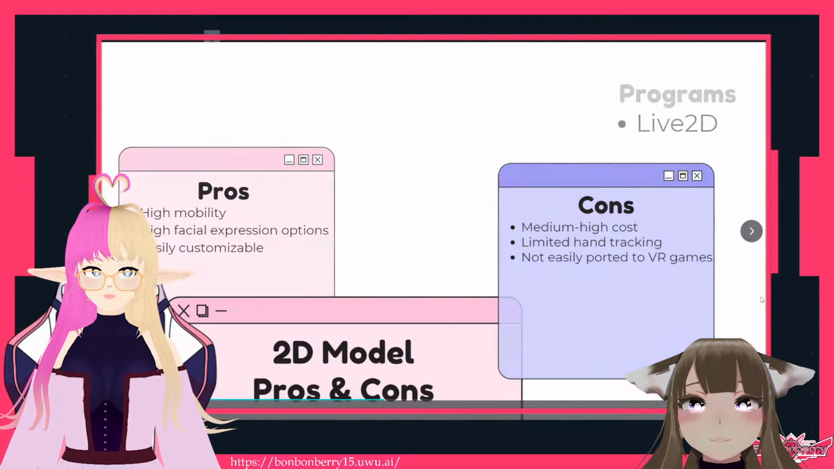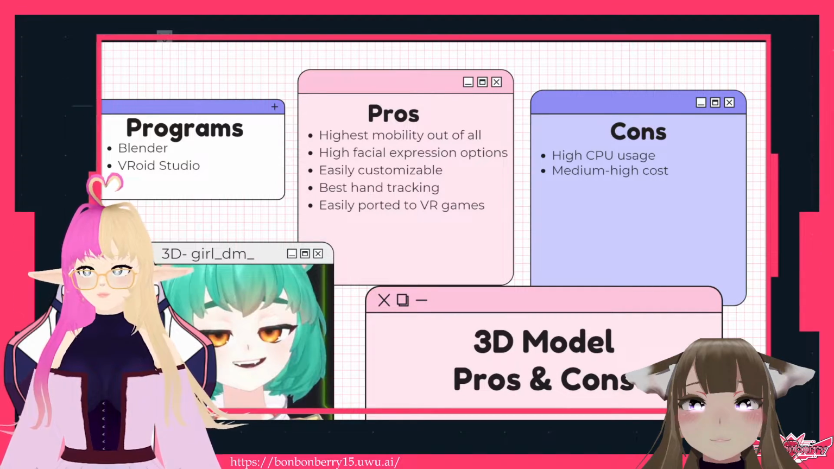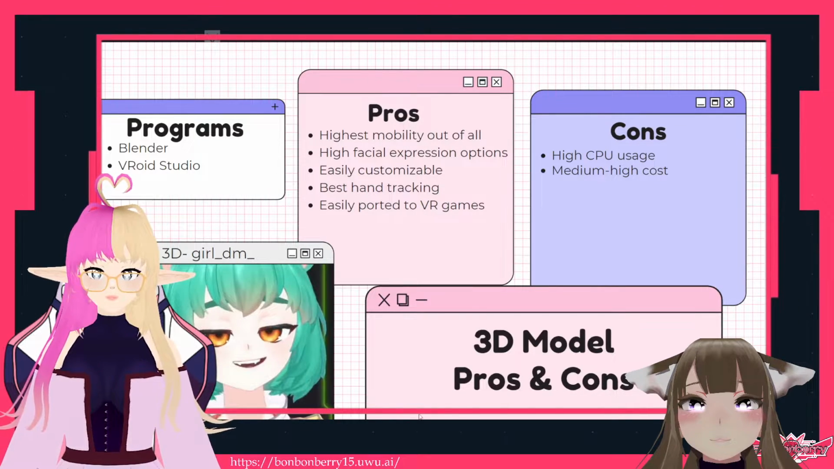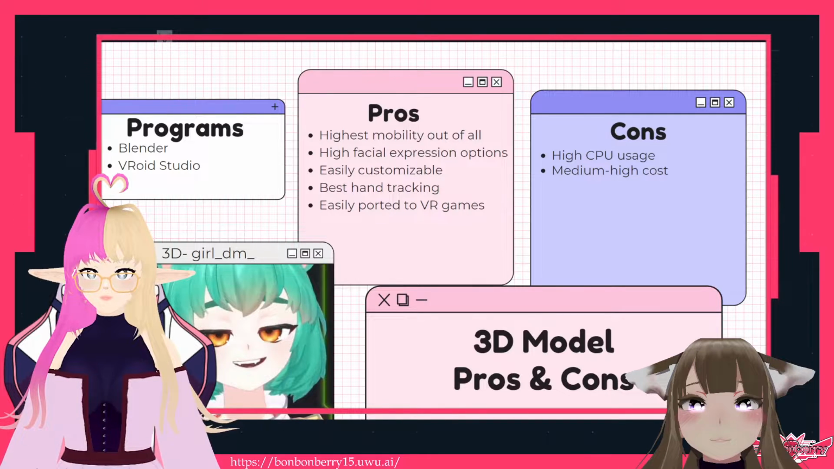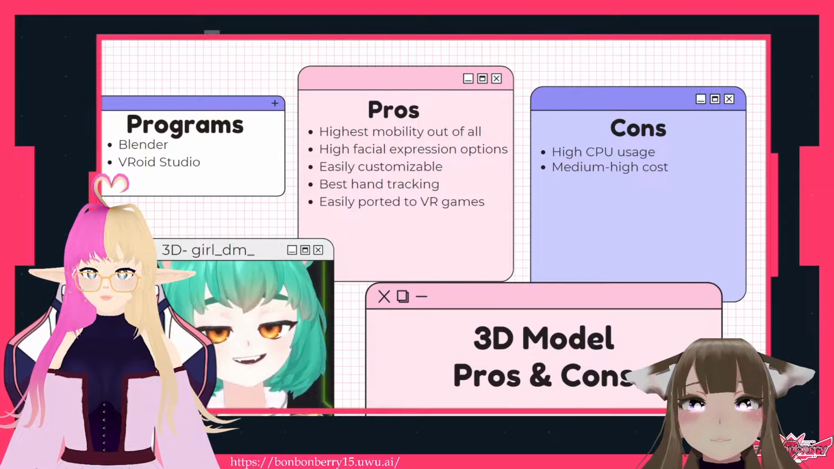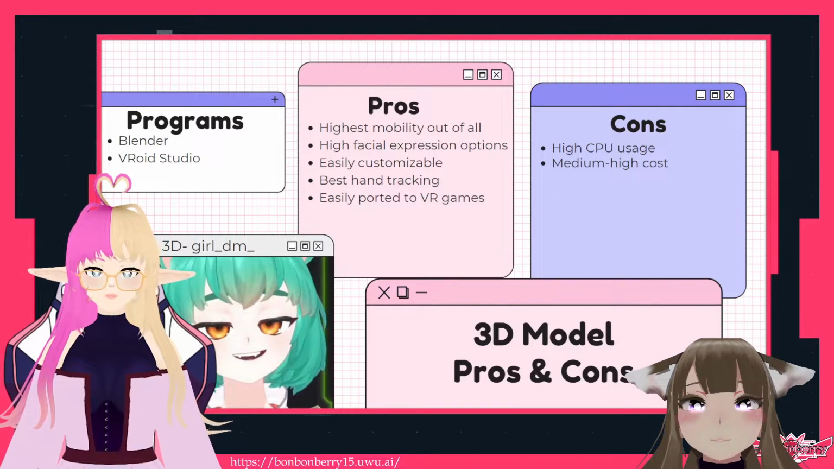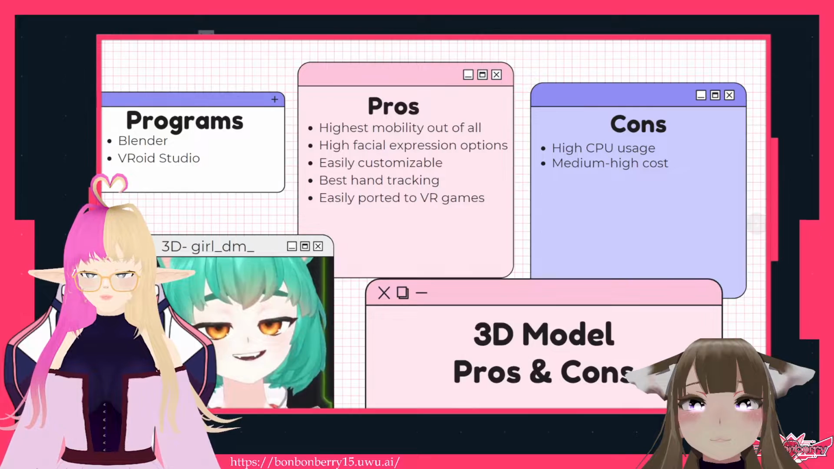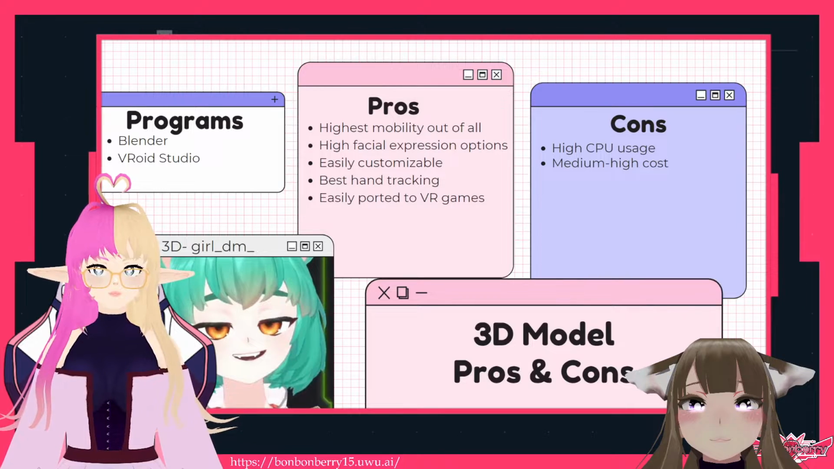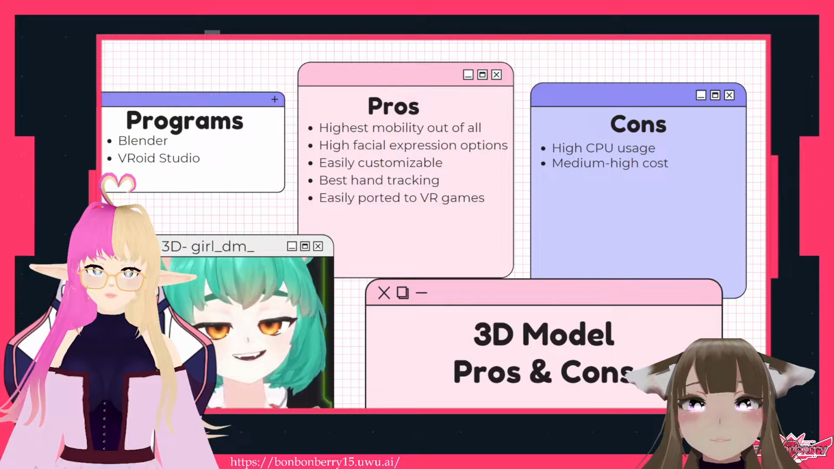On to 3D models. Some of the programs that you will use whenever creating a 3D model are Blender and Unity, or Vtuber Studio. Some of the pros consist of highest mobility out of all options, high facial expression options. It's easily customizable, although it is slightly harder to customize and/or change than its 2D counterpart. It has the best hand tracking over all of the options, and it is very easily ported into VR games.